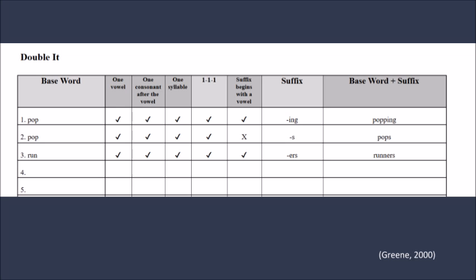Now look at the base word pop using the suffix s to make it plural. Like we said, the base word pop follows the 1-1-1 rule. But based on the suffix, it does not begin with a vowel, so we cannot double the P in pops. Now look at the third example, run. It also follows the 1-1-1 rule. It has one vowel, one consonant after the vowel, and is one syllable long. The suffix ers begins with a vowel, so we double the N in runners.